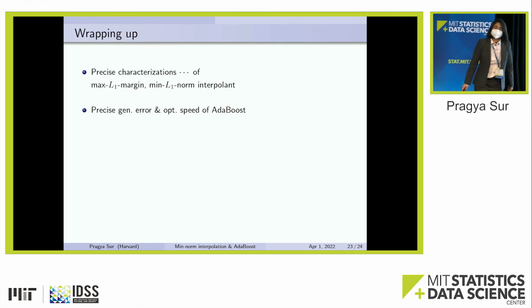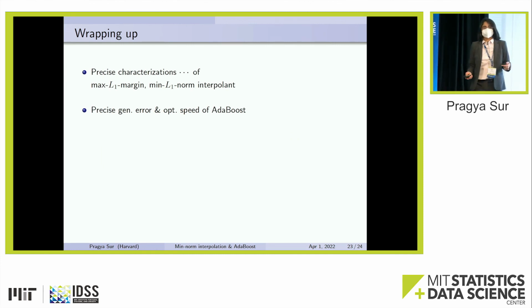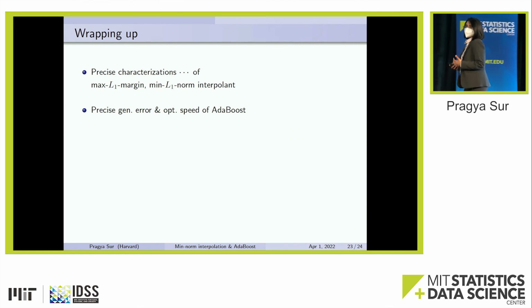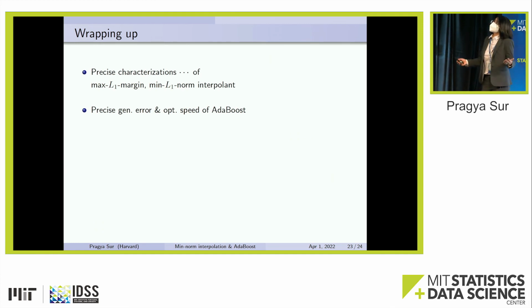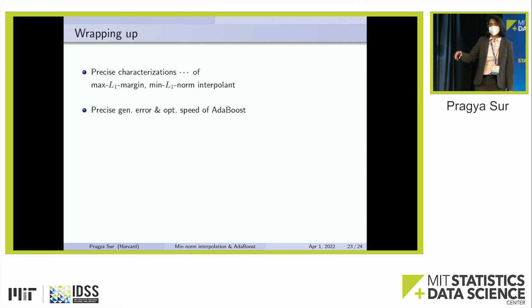OK, so wrapping up, what I said in today's talk is, if you want to take away one thing from today's talk, it is the following: there are tools in high-dimensional statistics and probability that really help us give precise characterizations of quantities we really care about in modern machine learning. Some of these quantities are in the form of margins and interpolants. You can characterize their behavior. But you can also characterize things like generalization error and optimization speed of real machine learning algorithms that people often use.